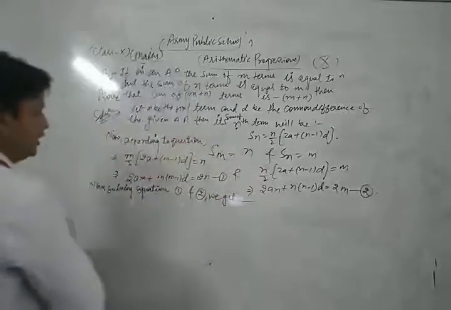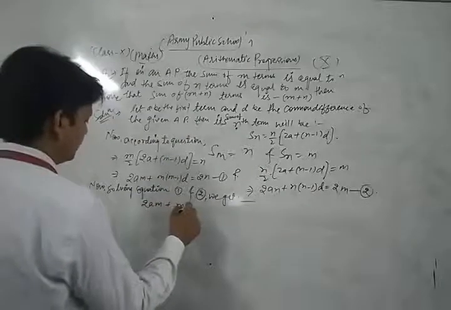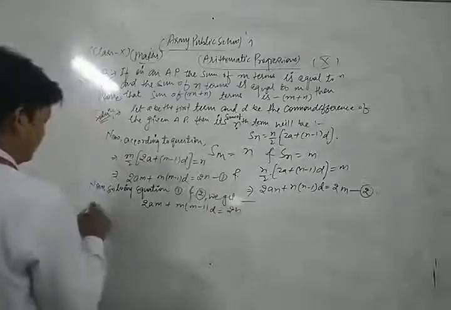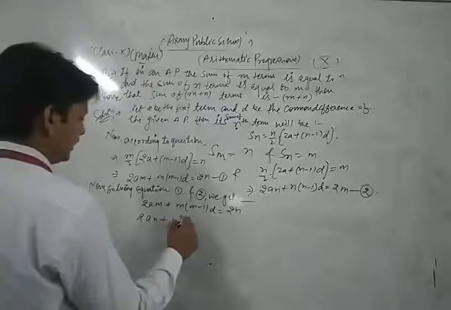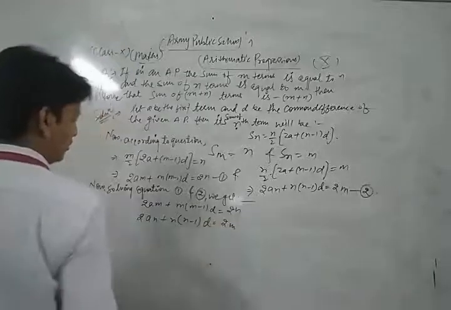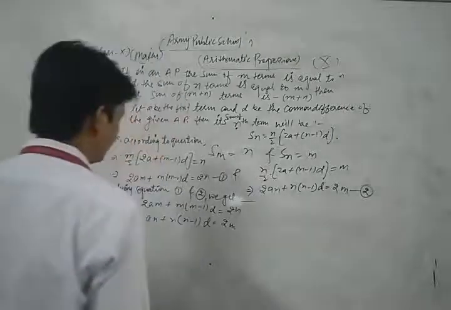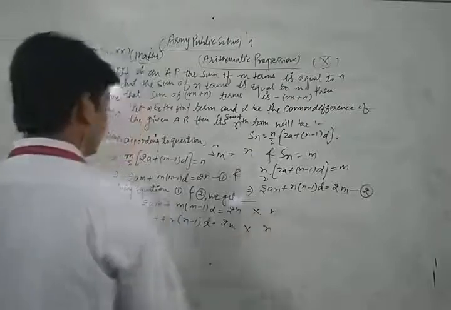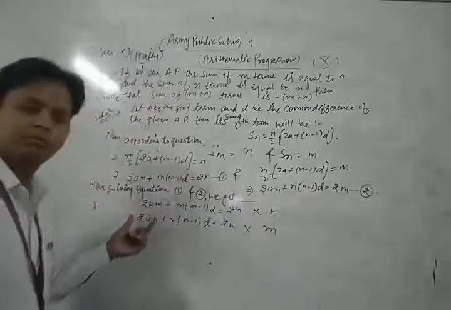Now solving equations 1 and 2, we have 2am plus m(m minus 1) d is equal to 2n, and 2an plus n(n minus 1) d is equal to 2m. This is 2am, this is 2an, so we must multiply by what? In that equation we multiply by n, and in that equation we multiply by m, by equating the term 2am.